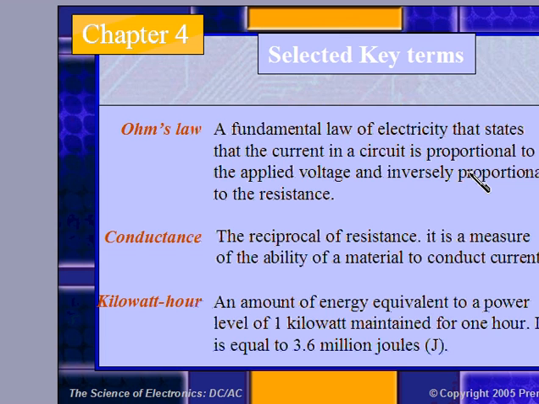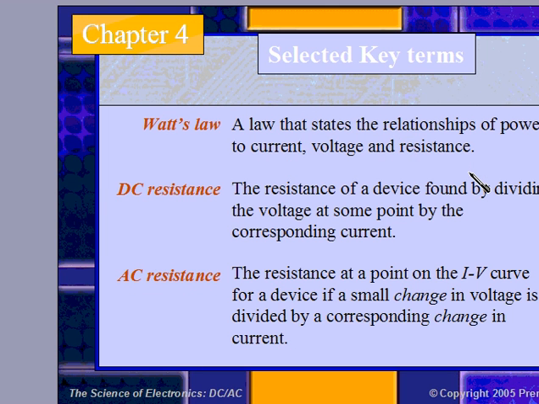Ohm's law is a fundamental law of electricity that states that the current in a circuit is proportional to the applied voltage and inversely proportional to the resistance. Conductance is the reciprocal of resistance, and its measure is the ability of a material to conduct current. Kilowatt hour is an amount of energy equivalent to a power level of 1 kilowatt maintained for 1 hour. It's equal to 3.6 million joules.